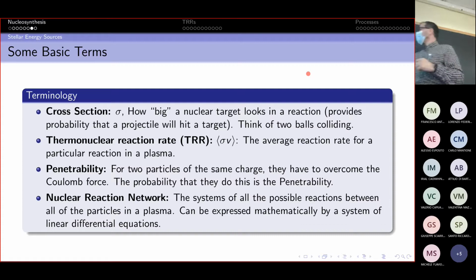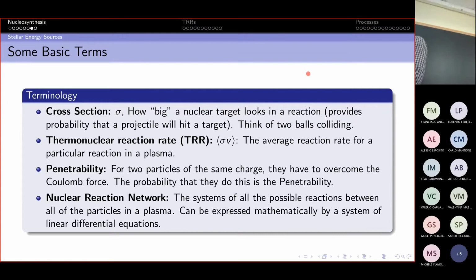You'll hear me use the term penetrability. What that means is the probability that two nuclei can overcome the Coulomb force between them. It means other things, but for the purposes of this class, if I have a positive nucleus and another positive nucleus, they repel each other, right? They have to be going fast enough to overcome that Coulomb force. But it's also a quantum mechanical effect as well. They can do something called tunneling through that Coulomb barrier.